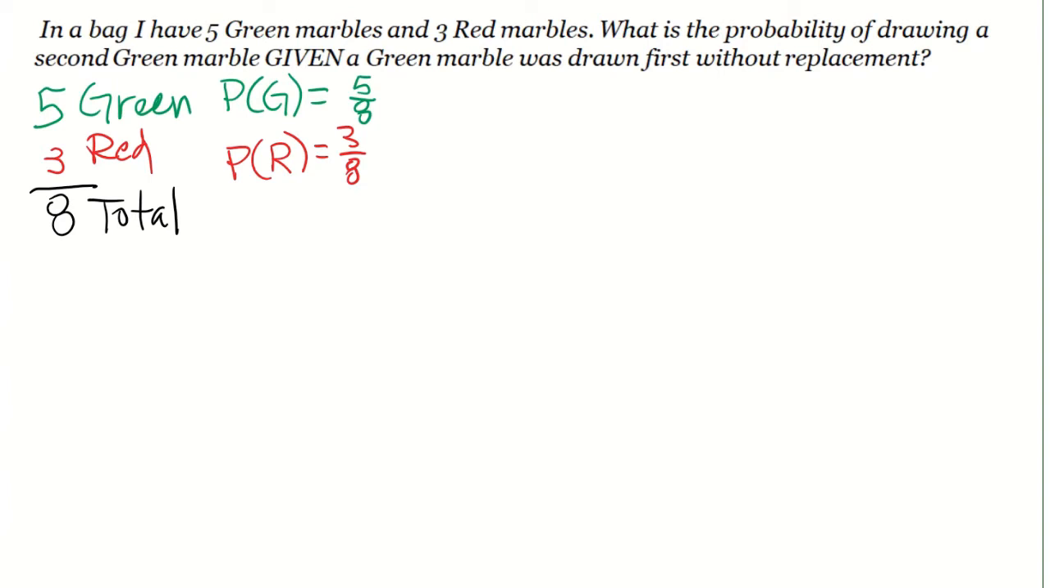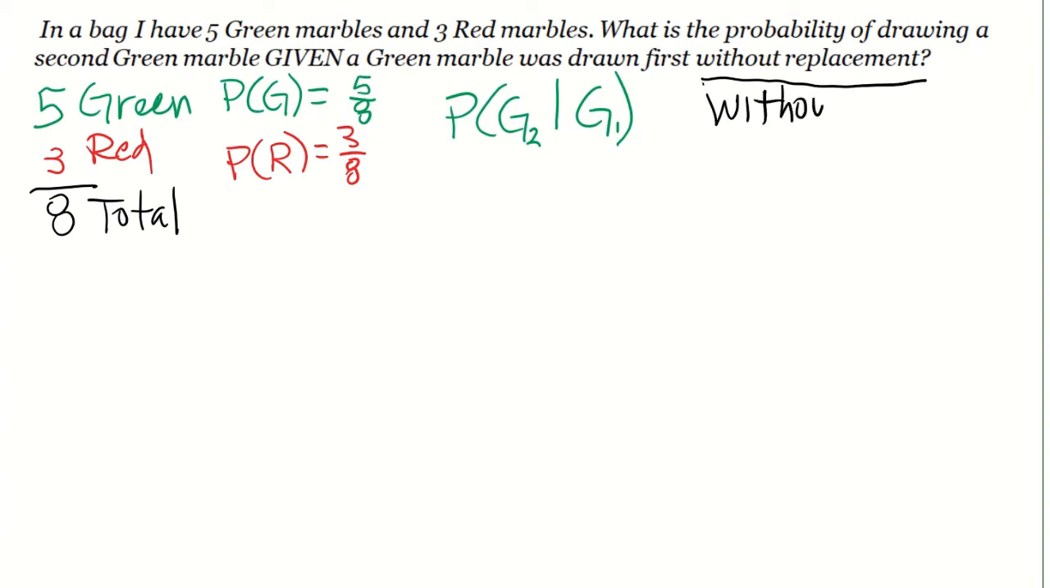Now the problem wants to know what is the probability of drawing a green given a green marble was drawn on the first without replacement. So we'll denote these with a 1 and a 2 to distinguish the first draw and the second draw. This tells us it was drawn without replacement, which means these are dependent events.